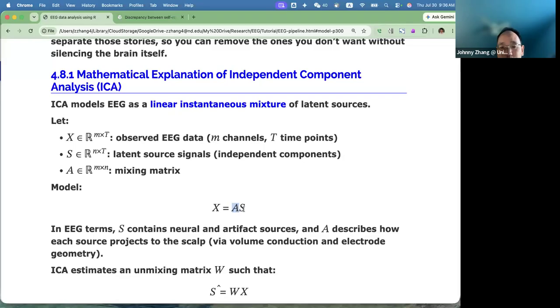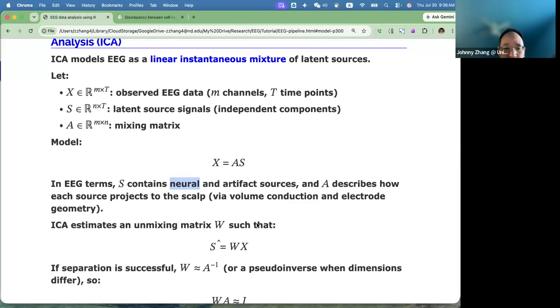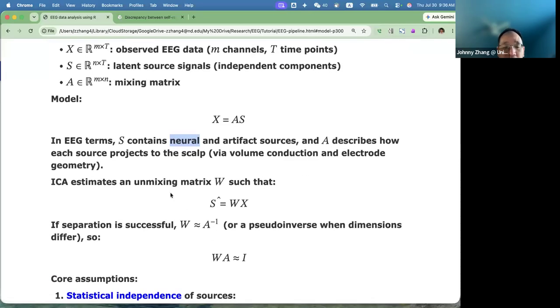Okay, so basically it's a linear combination of the signals. So we use A times S. So this is the true independent source signals, and combining them, we get the observed signals. Okay. The true signals may contain real neural information or some artifact. Artifact could be eye movement, heart rate, or some other information. Okay. So basically in ICA data analysis, we want to estimate the unmixing matrix W.